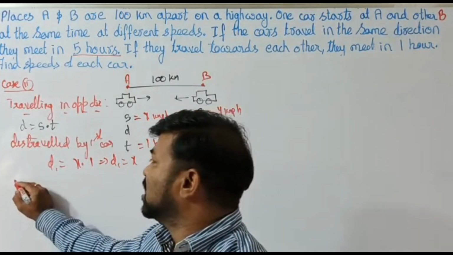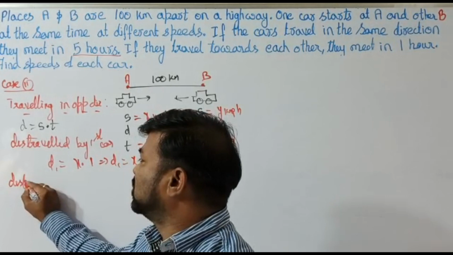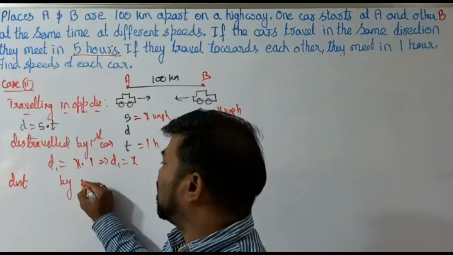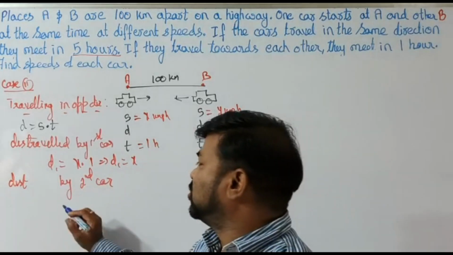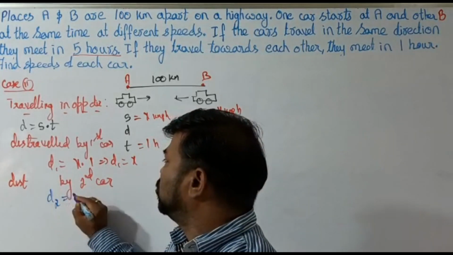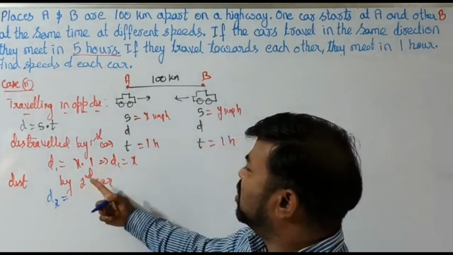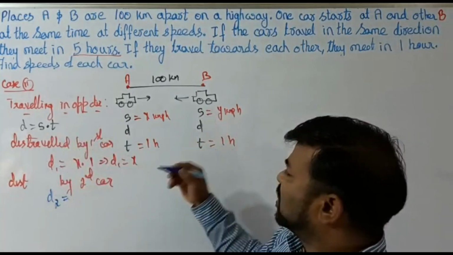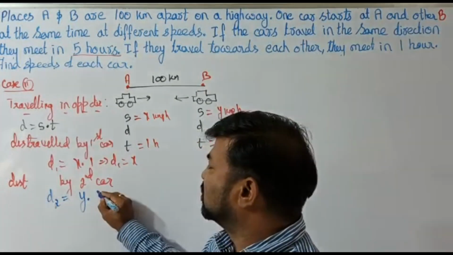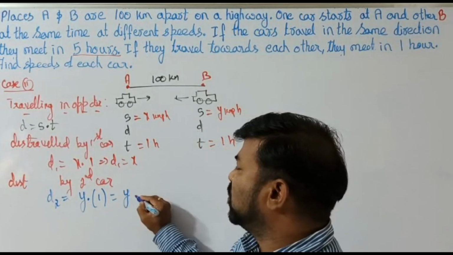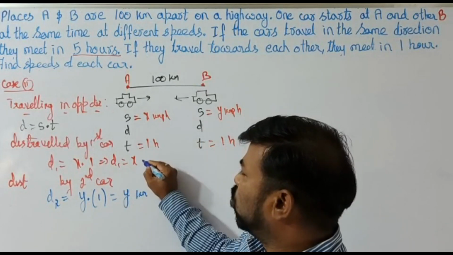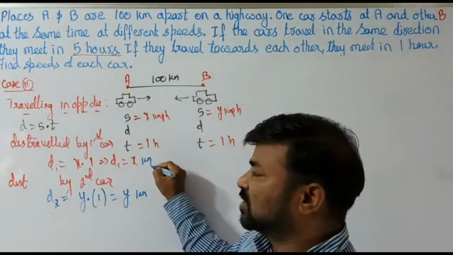Yes. In the same way, the distance traveled by the second car, I like to call it D2. Right, D2, how much is that? What is the speed of the second car? The speed of the second car is y and the time traveled is 1. Therefore, 1 into y, simply y kilometers.